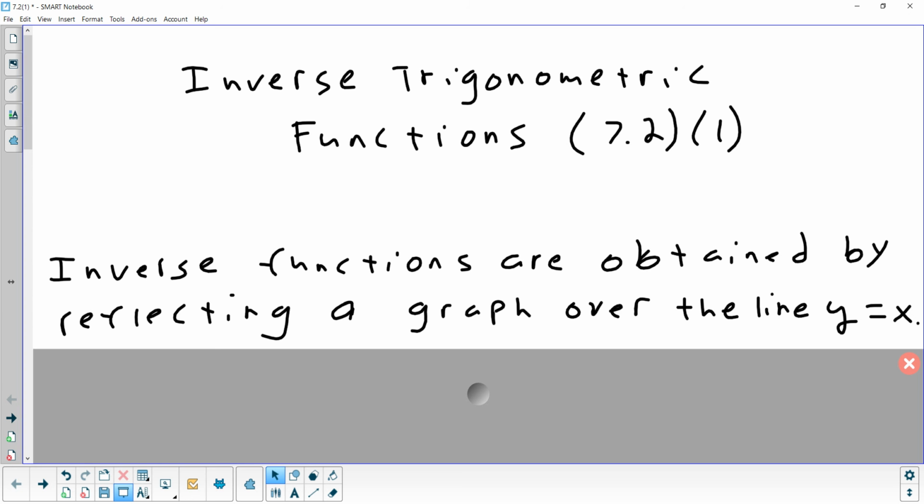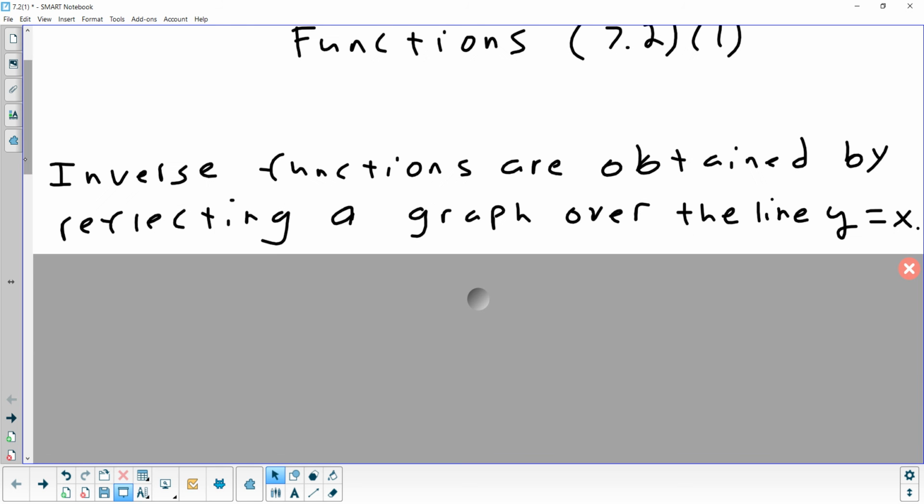So first of all, let's just take a look at what an inverse function is in general. Visually, if you graph a function and you graph its inverse, they're mirror images of each other. But they're not mirror images over the x-axis or the y-axis. They're mirror images over the diagonal line y equals x.